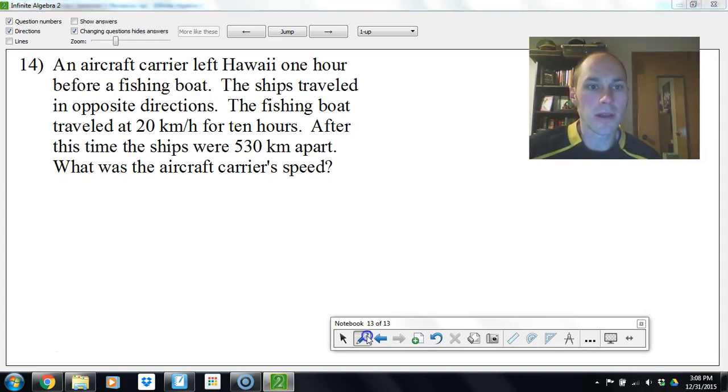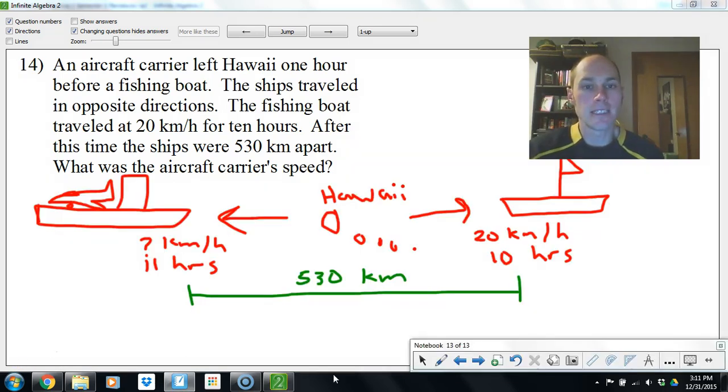So maybe we want to draw a picture first of all. So we've got an aircraft carrier leaving Hawaii, and we've got a fishing boat. So I'm just going to draw a picture first of all. All right, now that we've made sense of the problem, and I've got a wonderful artwork here, we can see what's going on. So we've got a boat, an aircraft carrier, there's a jet right there, leaving Hawaii an hour before the fishing boat.